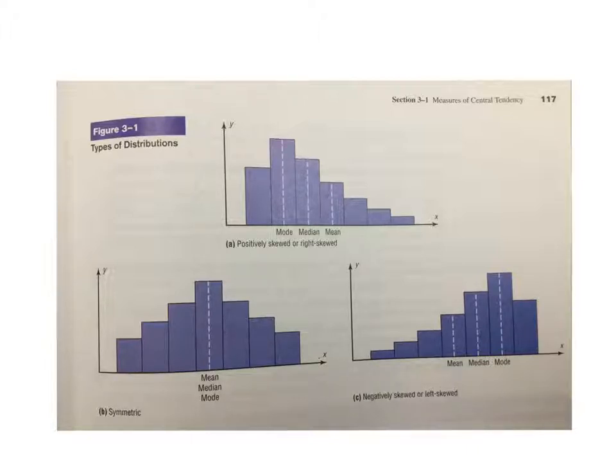In a right skewed or positively skewed set of data, the data is shifted to the left and the mean is going to be to the right. So on a right skewed distribution, the mean is going to be to the right of the mode and the median, which means it's going to be higher. Okay, it's going to be a bigger number.